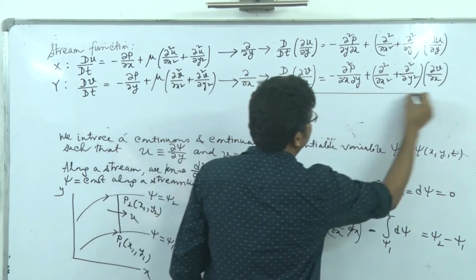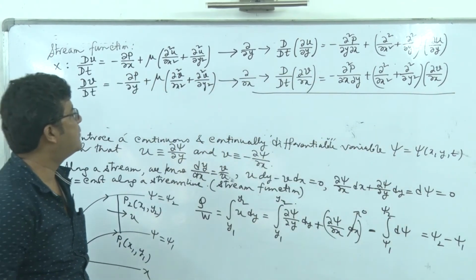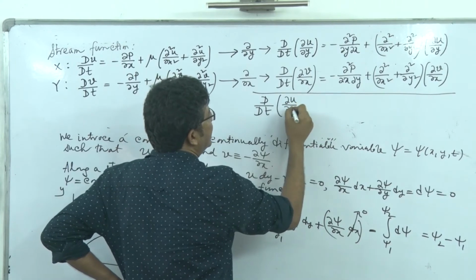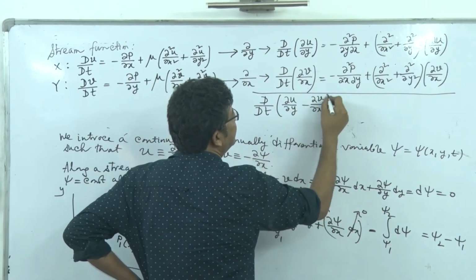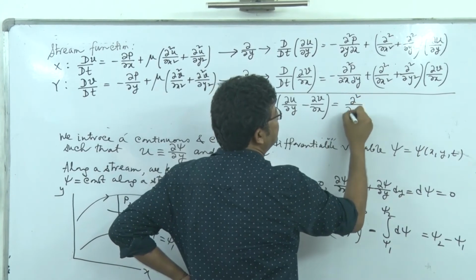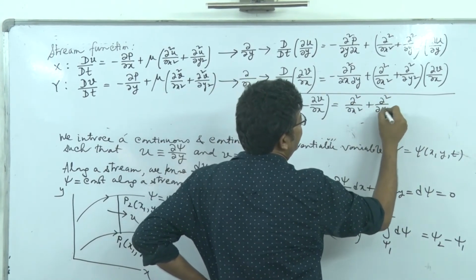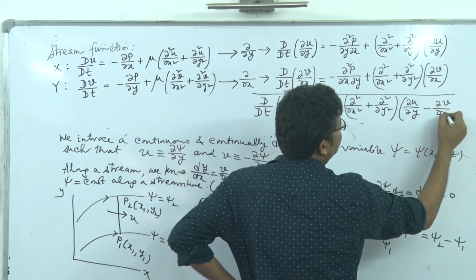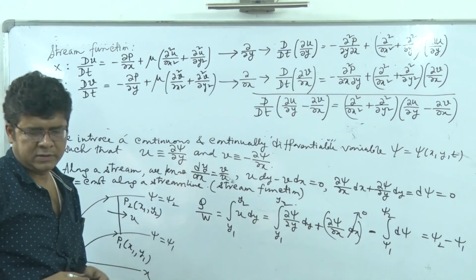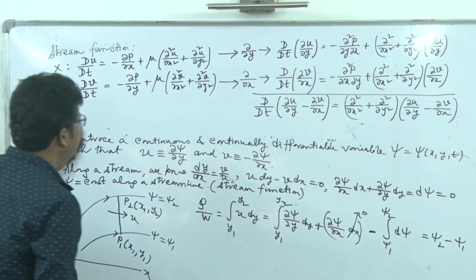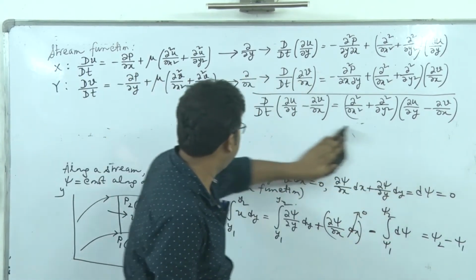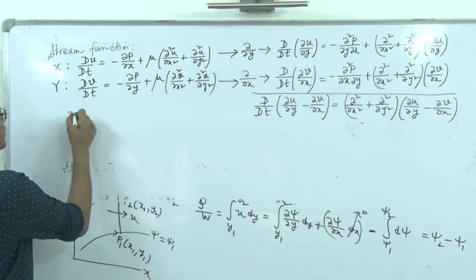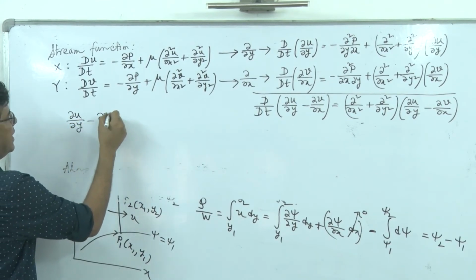Now we subtract these two equations. We simply subtract these two equations and we get that D/Dt of (∂u/∂y minus ∂v/∂x) is equal to (∂²/∂x² plus ∂²/∂y²) operating on (∂u/∂y minus ∂v/∂x), right? So now you see this term, that is ∂u/∂y minus ∂v/∂x.